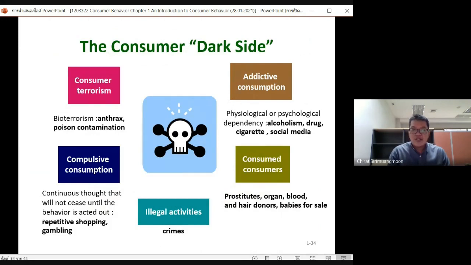So consumer is not always good. Consumers sometimes have a dark side too. The first one is consumer terrorism. It's like you have bioterrorism, like anthrax is the chemicals that have bad effects to your health. So it happened in America that they used the anthrax powder and then just spread it through the envelopes. Then poison in the water and the food. So that is consumer terrorism.